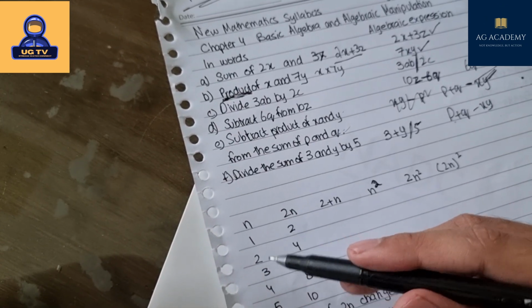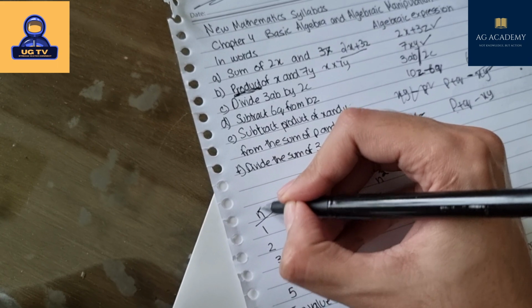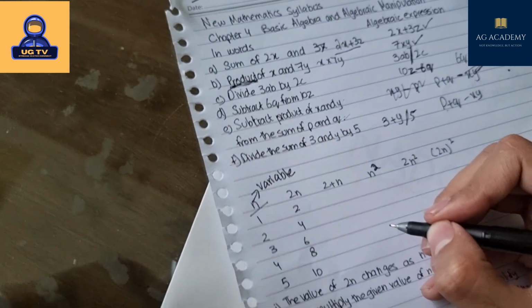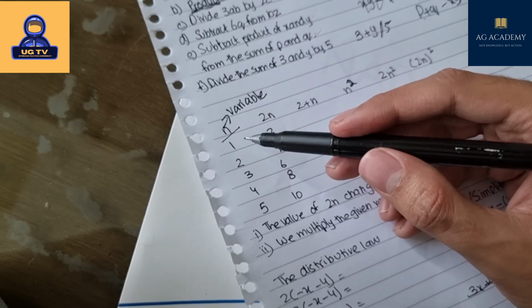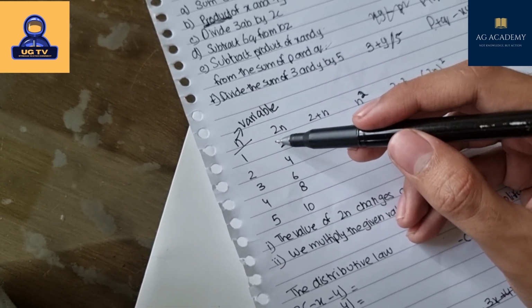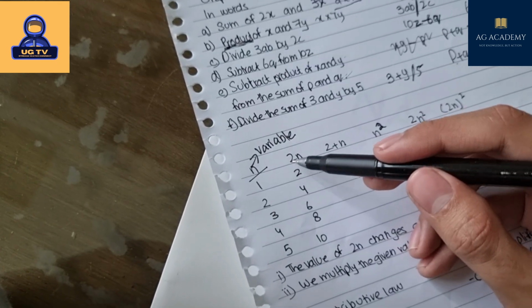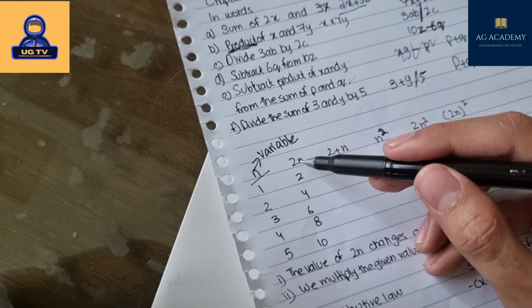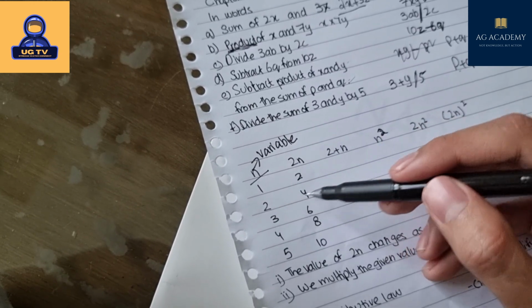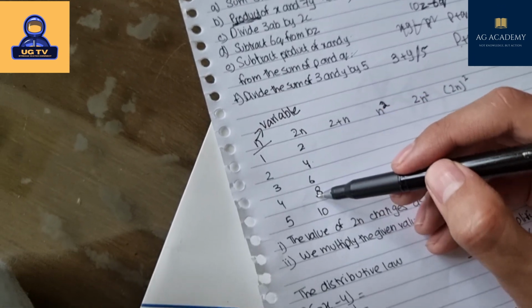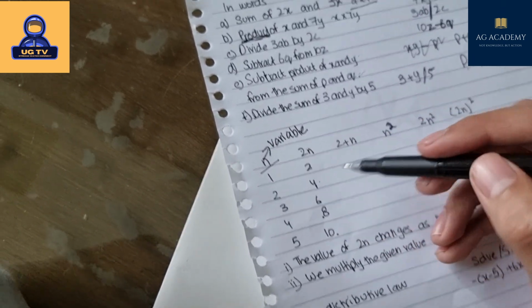n is equal to 1, 2, 3, 4, 5. So n is considered a variable here. The values of n are given as 1, 2, 3, 4, 5, and it's asking what would be the value of 2n. If n is equal to 1, 2 into 1 is 2, 2 into 2 is 4, 2 into 3 is 6, 2 into 4 is 8, 2 into 5 is 10.